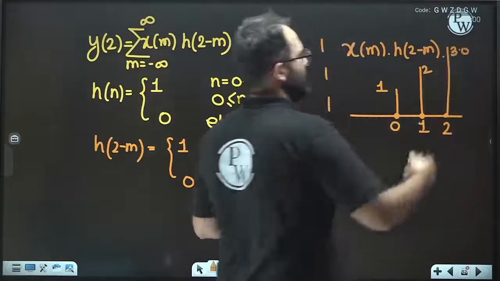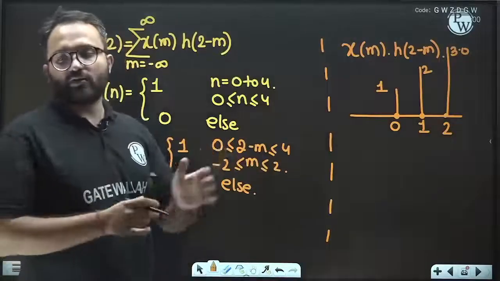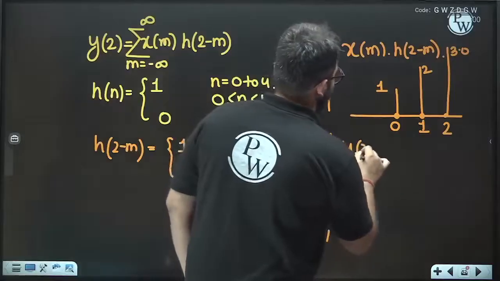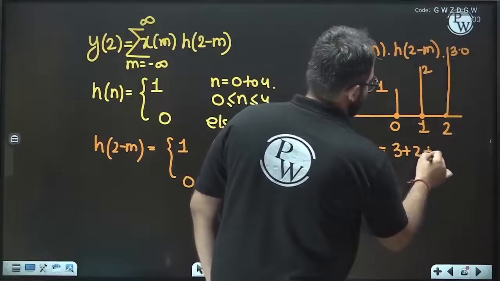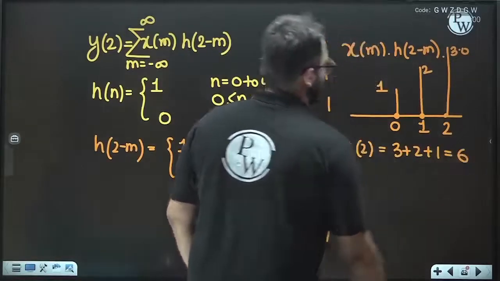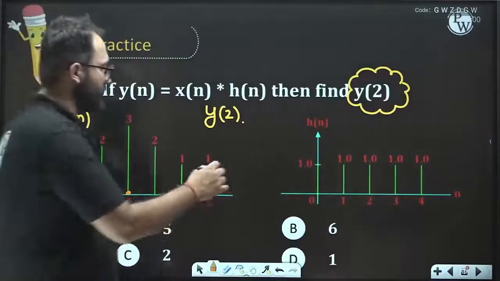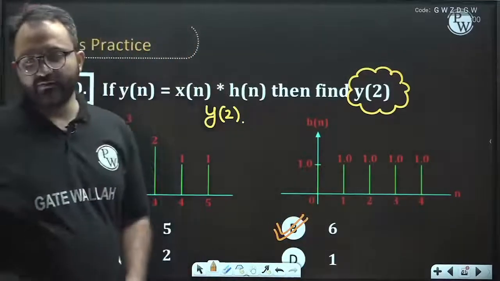Now this is the product. We add all the samples of this product. So y[2] is simply adding all the samples, that is 3 plus 2 plus 1, which is 6. Great, so this is the answer: y[2] is equal to 6. This is the way we can easily solve to get the answers.